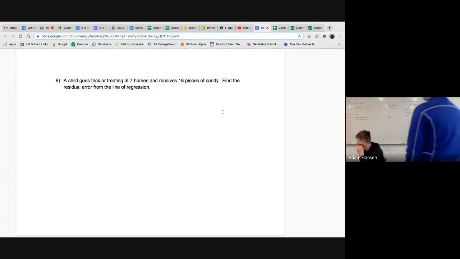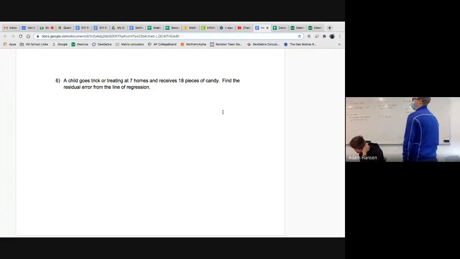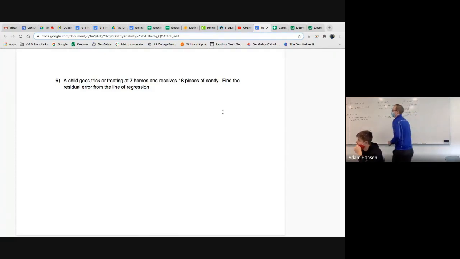So this kid went out trick-or-treating and got 7 houses and got 18 pieces of candy. What do I have to do first before I can find the residual? This is how much candy they actually got. What do I have to know first before I can find the residual? The predicted amount. How much should they have gotten? How do I do that? So let's just use the equation to find that prediction for the amount of candy from 7 homes. Let's take 2.24 times 7.